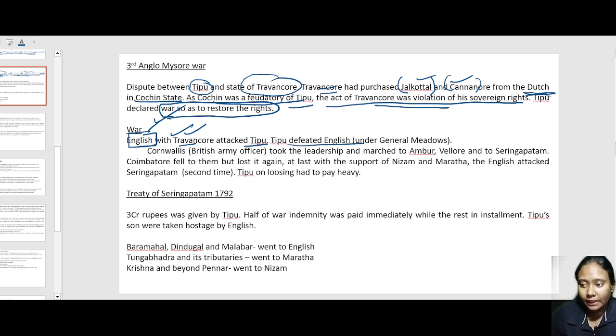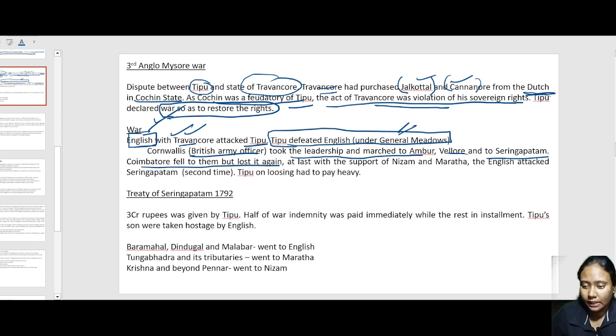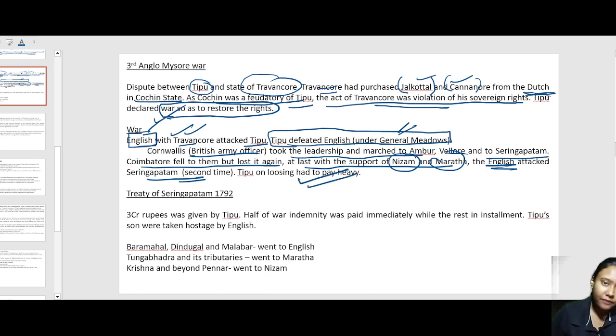Tipu defeated the English under General Medows. Cornwallis, a British army officer, took the leadership and marched to Ambur, Vellore and Seringapatam. Coimbatore fell to them but they lost it again. At last, with the support of the Nizam and Maratha, the English attacked Seringapatam for the second time, Tipu losing and paying heavily for it.